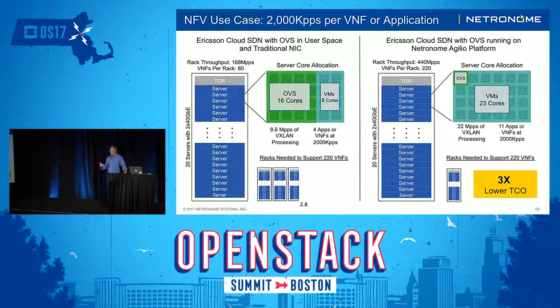By doing OVS offload, what you're able to get to is 22 million packets per second of VXLAN processing down to a single core. So you can now get 11 apps or VNFs on the same device at the same 2 million packets per second. You get down to 1 rack versus, let's say, 3 racks, 2.8 moving to 3. So you can actually have 3 times lower TCO, massive improvements in your data center density, and better application performance.